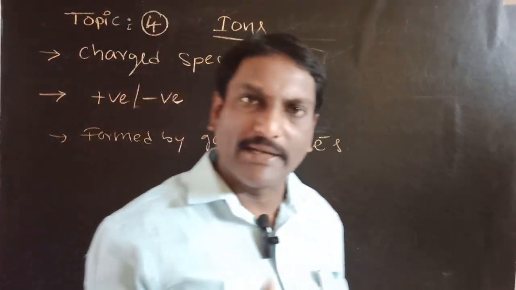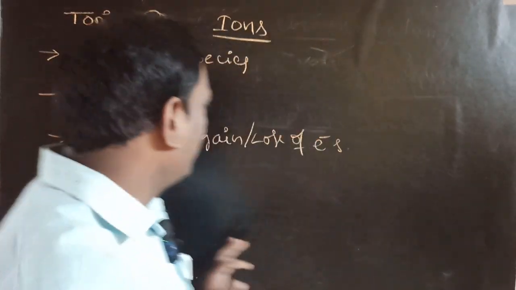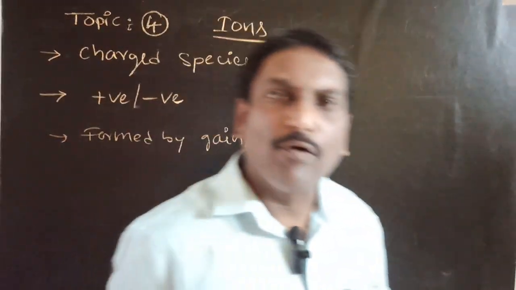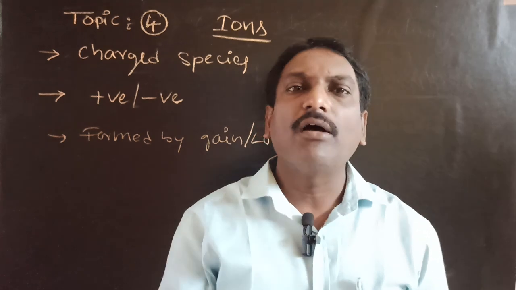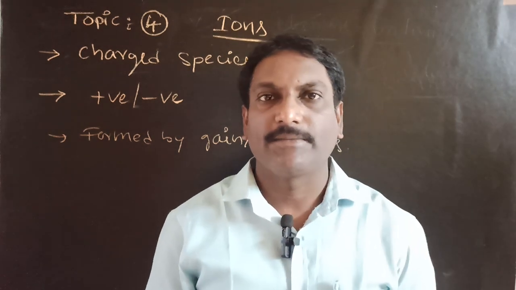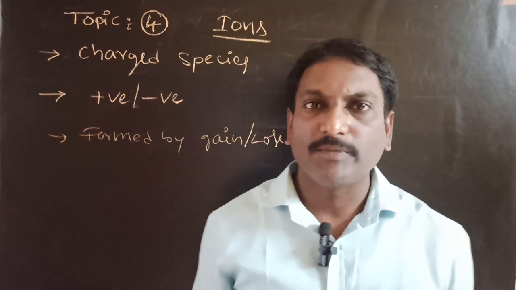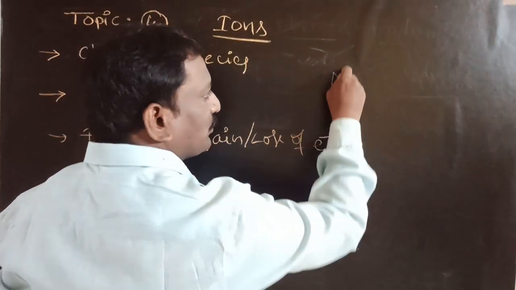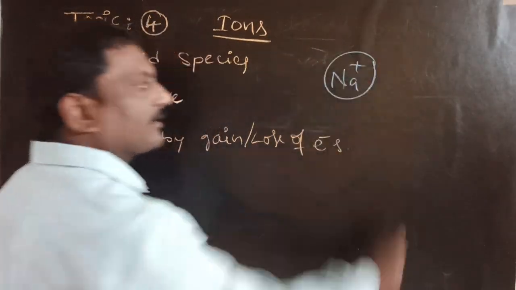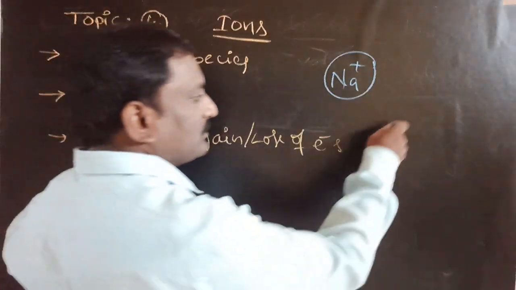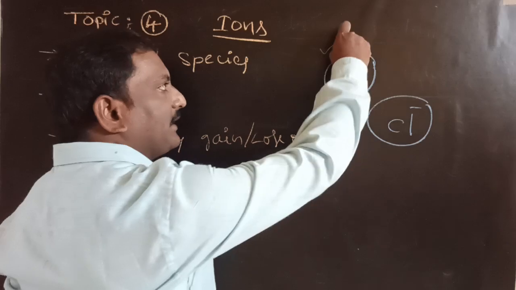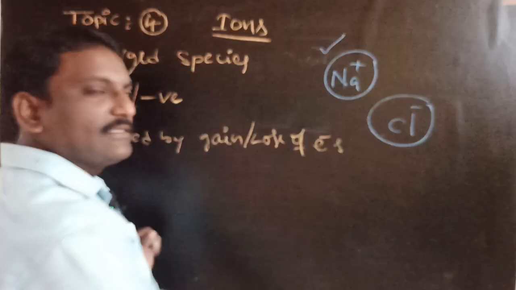Ion is a charged particle or charged species, either positive charge or negative charge. Generally ions are formed by the gain or loss of electrons by the element. So ions are charged species, either positive or negative. For example, sodium ion, Na+, and chloride ion, Cl-.